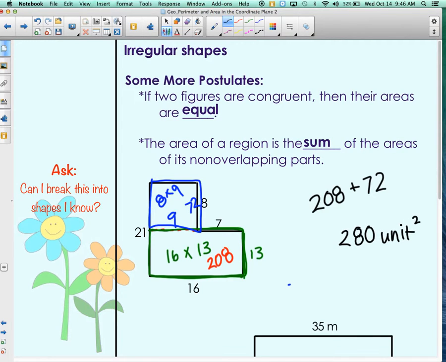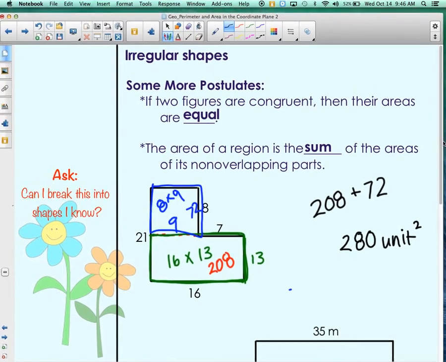Could you also find the perimeter of this? Yeah, you could, you'd have to add some stuff up. You could, but you don't have to. 16 plus 13 plus 7. You might have to, depends on what. But for now, we're not gonna worry about that.